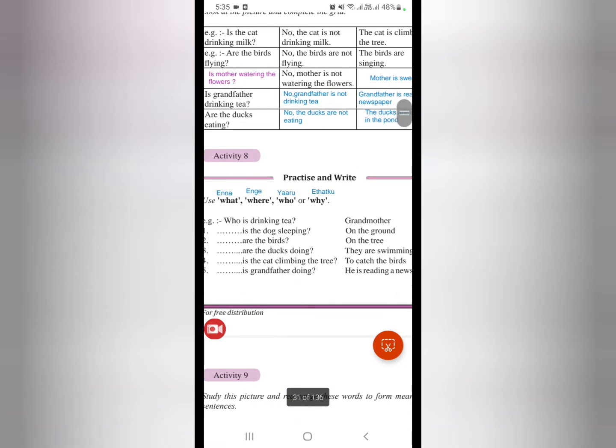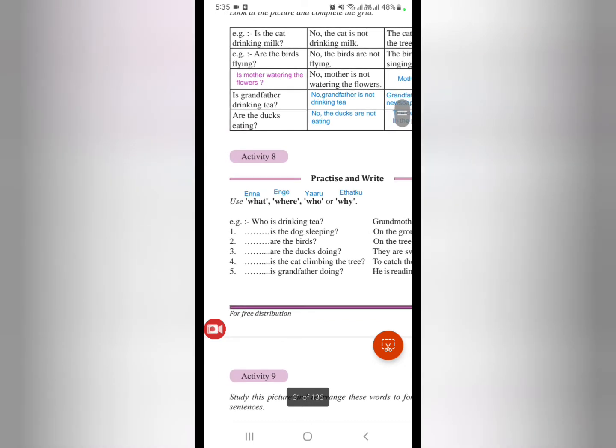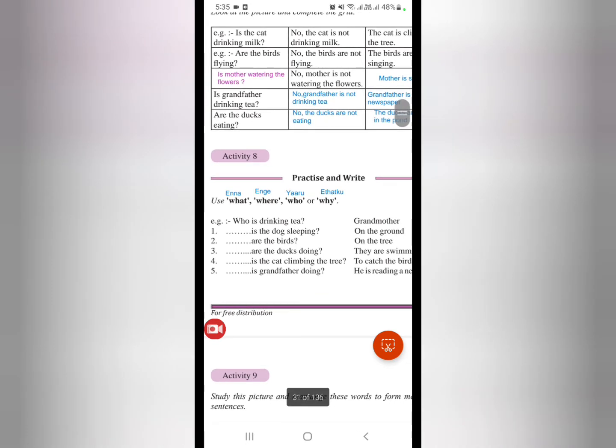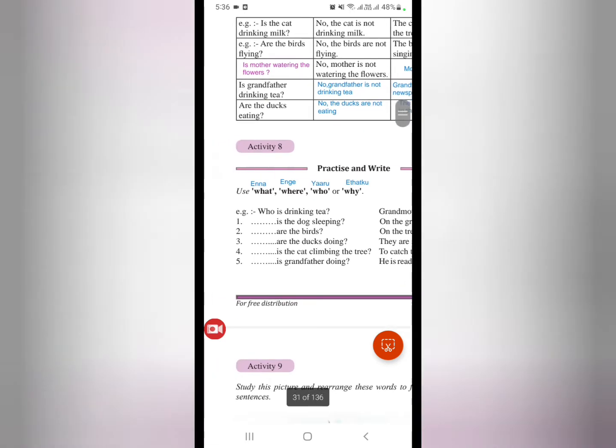Blank is the cat climbing the tree to catch the birds. Then now the person is studying. Okay. Then you will ask, why is that person studying? Then the person you ask will reply, because exam is coming, so he is studying. So for that what will you use? Why is that person? Why, எதற்கு? Why is that person studying? Then why is the cat climbing the tree? Why is that cat climbing the tree? To catch the birds. Okay.